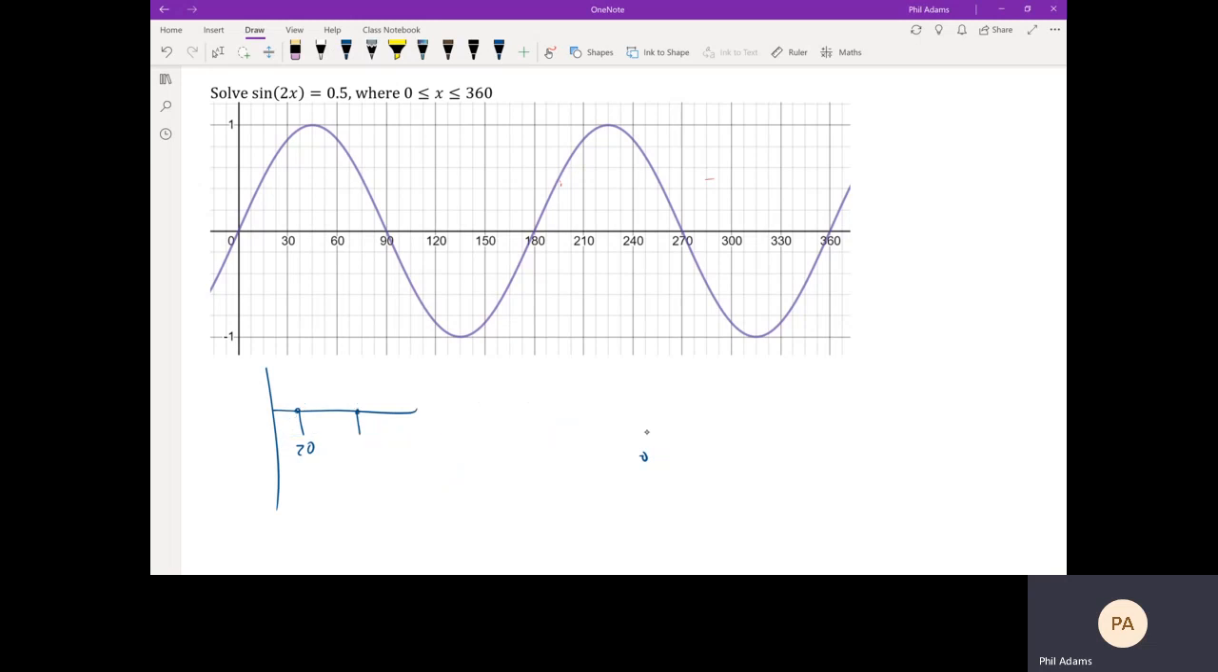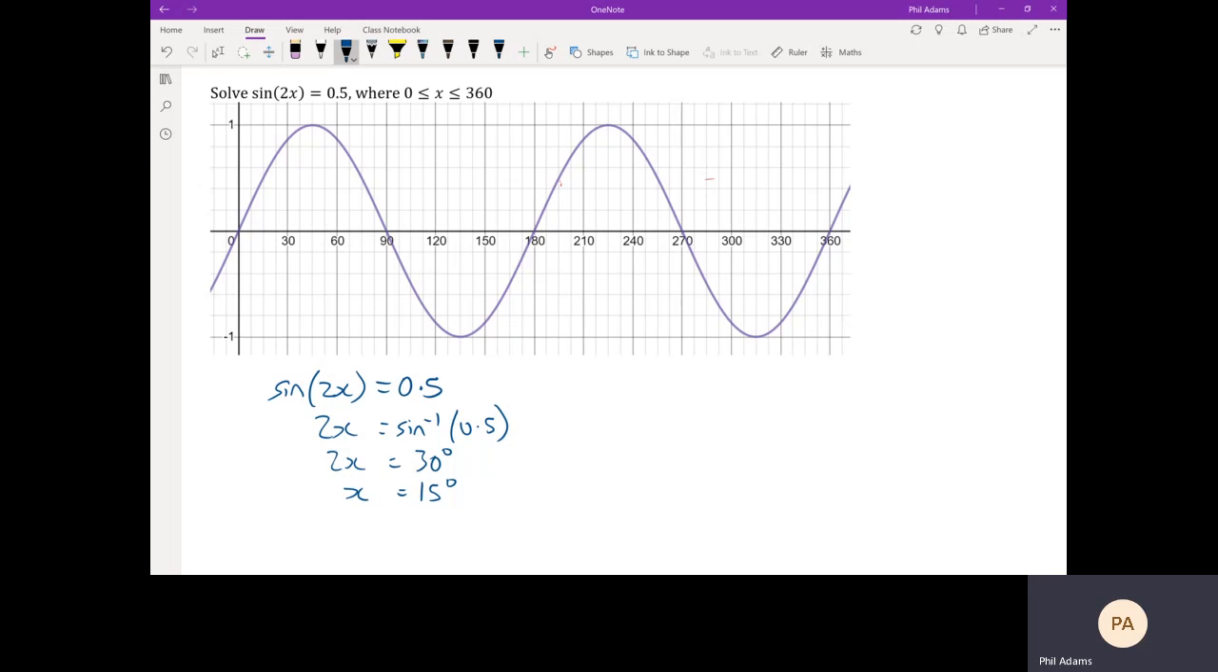So what we're really going to try and do is find those first two, and then we can just add 180. So the way to go about doing that is just to write it out, and then we take the inverse sine of both sides, which is 30 degrees. So therefore 1x is 15 degrees. So that's where our first solution will be, at 15 degrees.